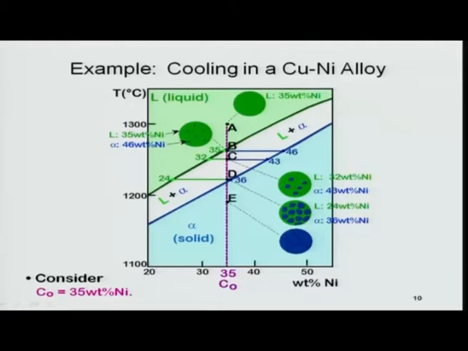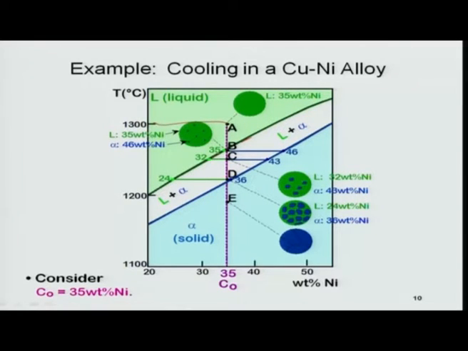So point A corresponds to 1300 degrees Celsius, as you have seen here, and it is a completely liquid state because it is above the liquidus. Above the liquidus everything should be liquid. Now as we cool down from A to B, B is just slightly below the liquidus temperature. Nucleation of the solid alpha is going to happen. Obviously nucleation should have happened exactly on the liquidus curve, but it will not happen because of the nucleation kinetics.